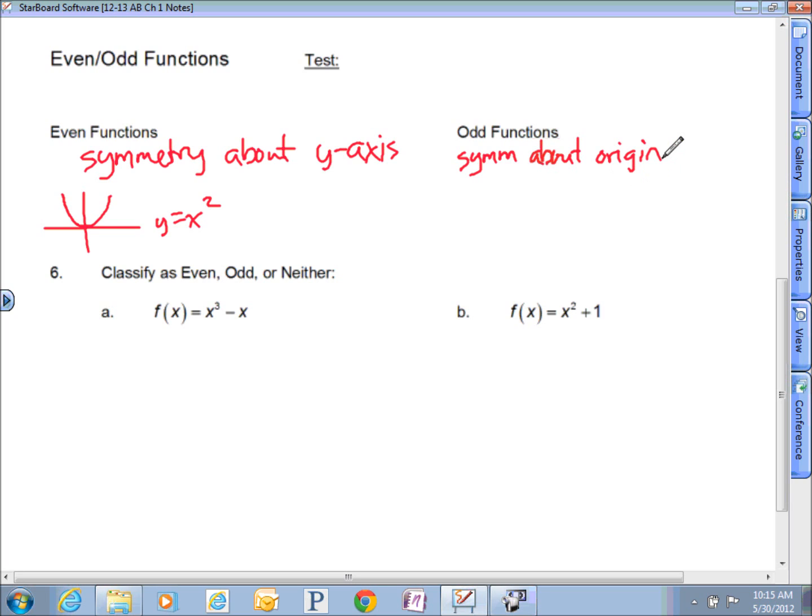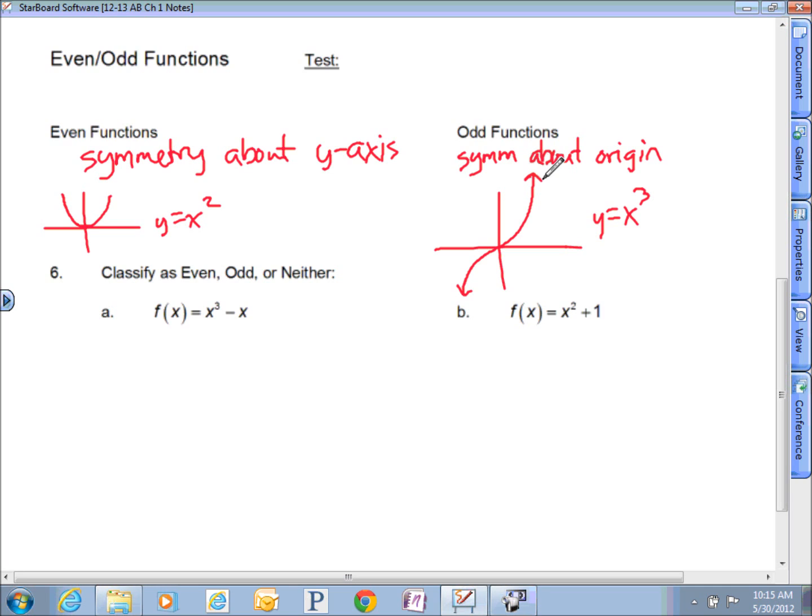Symmetry about the origin. The best example I can give you is y equals x cubed. We talked about a speed curve, or we talked about the tangent graph. That one's an odd function. That basically means whatever's in quadrant number 3 mirrors whatever's in quadrant number 1, and whatever's in quadrant number 2 mirrors whatever's in quadrant number 4.